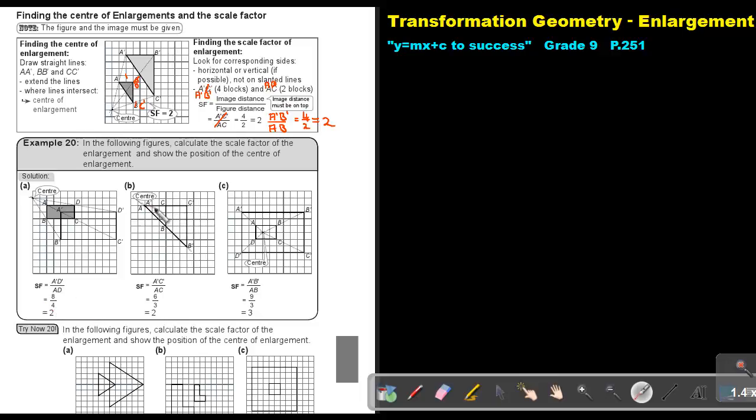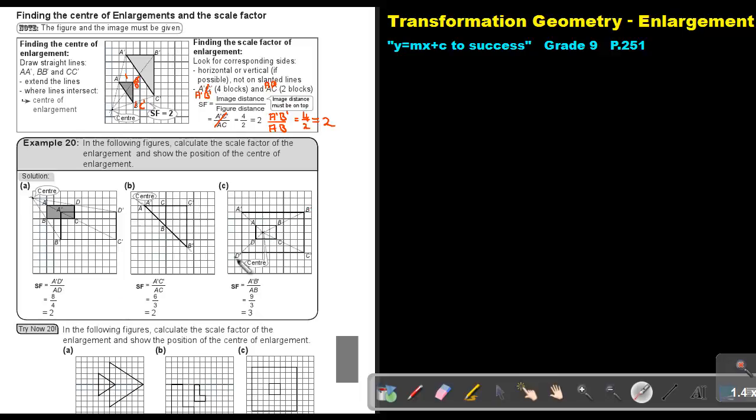If I look at this one, usually if one figure is included in the other figure, you can always see that the center is one of the vertices. So if you connect, then this is the center of enlargement. And if I look at this one, I count 1, 2, 3, 4, 5, 6, and I count 3, and the answer is 2. And if it's in the middle, do exactly the same.